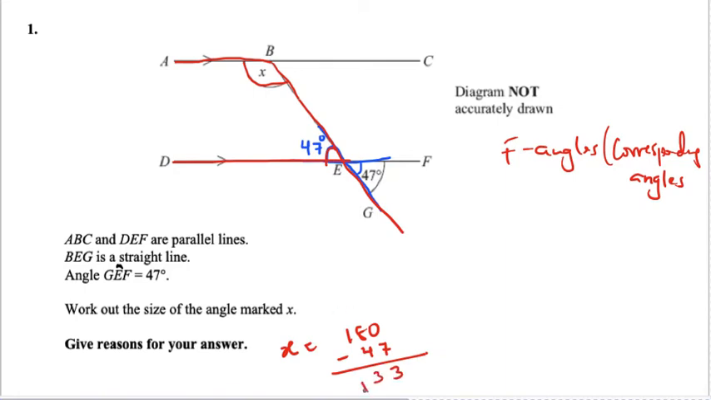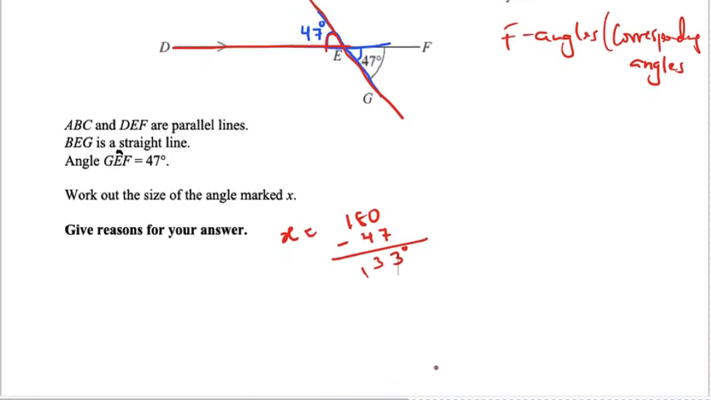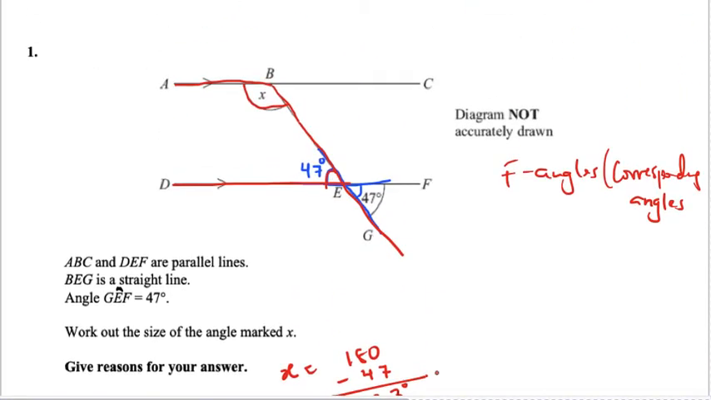from 180, I beg your pardon, when you subtract 47 from 180, you get 133. So this will be the value of X. I hope the explanation was okay. You understood that? Alright, let's go to the second question.